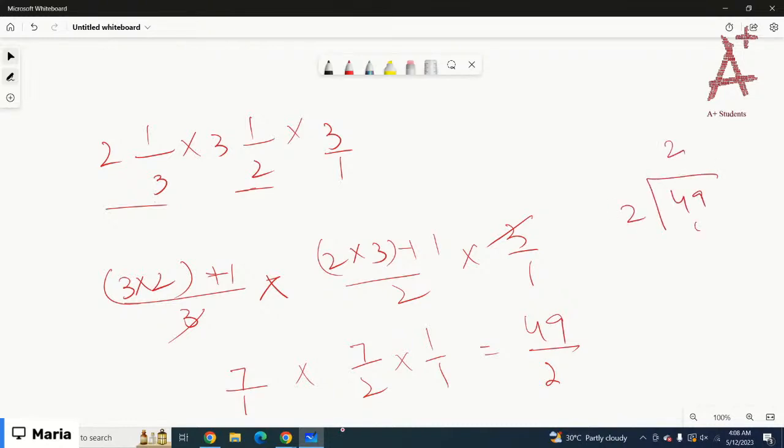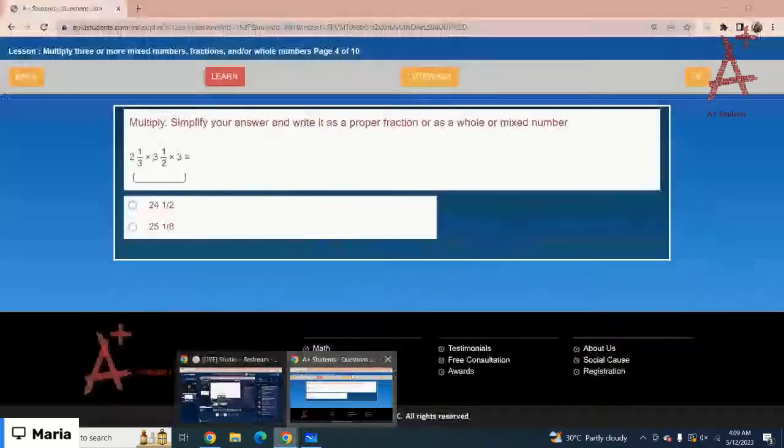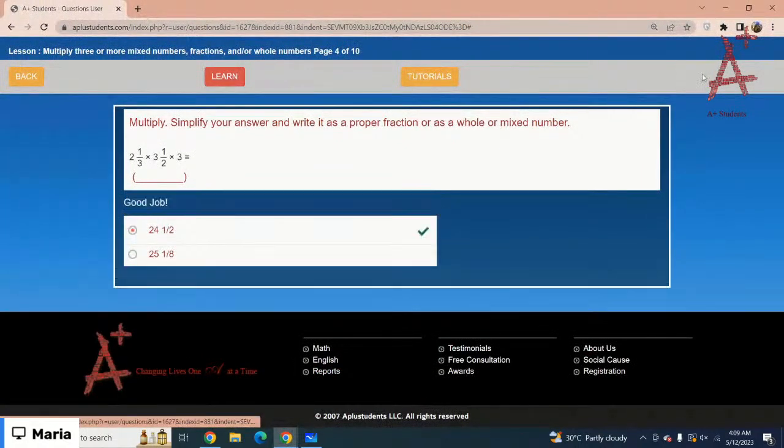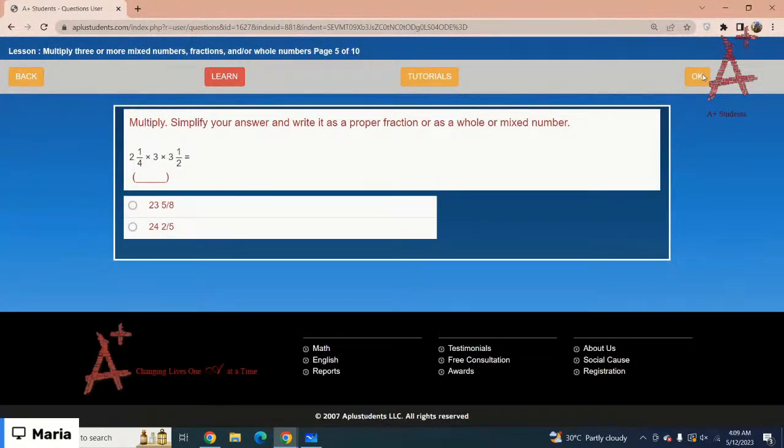It would be 2 times 2 is 4. 2 times 4 is 8. Here you have 1. So it would be 24 whole 1 over 2. The correct option is 24 whole 1 over 2. Got it? The correct option is option number 1, 24 whole 1 over 2. Okay, let's just do the next one.